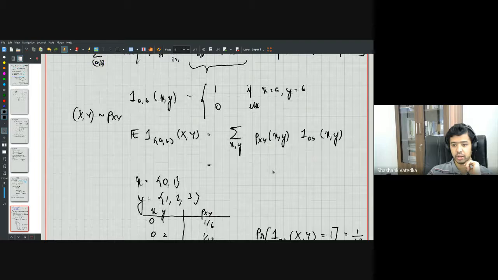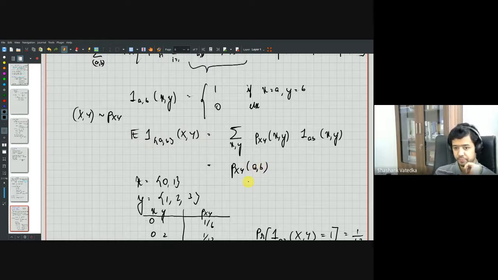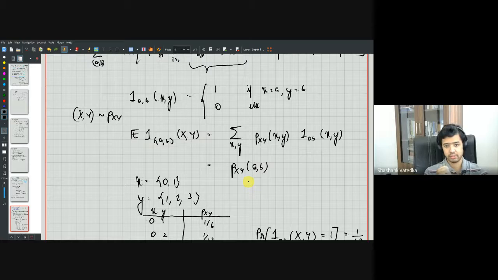So let's go back to the original thing. The expectation of the indicator function 1_{a,b}(X, Y) is equal to P_XY(a, b). All right. Any questions?